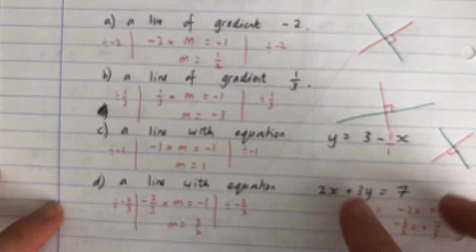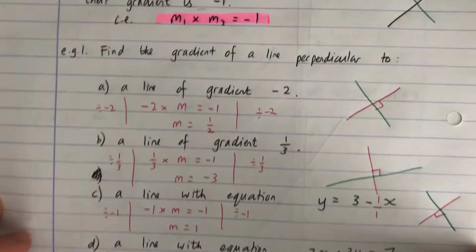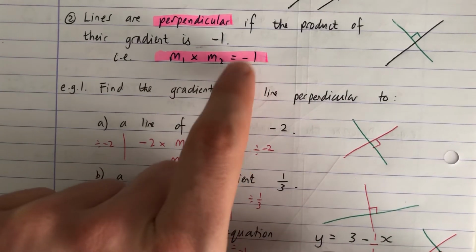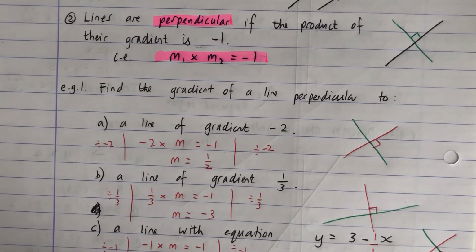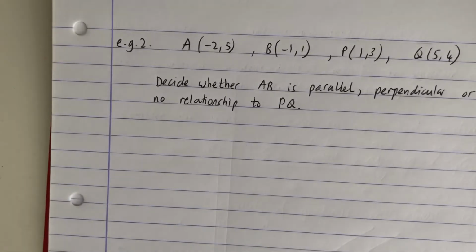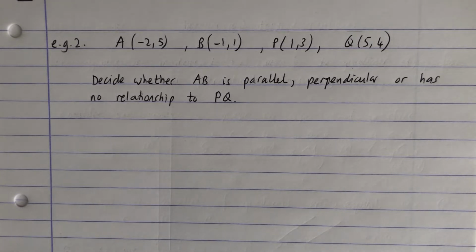So that's pretty much using this new property, which was if something's perpendicular, the gradients when you times them give you -1. The key thing for today. Problem is things are going to get a little bit harder. So example 2, giving you 4 coordinates, and you have to decide whether AB is parallel, perpendicular, or has no relationship to the line PQ.